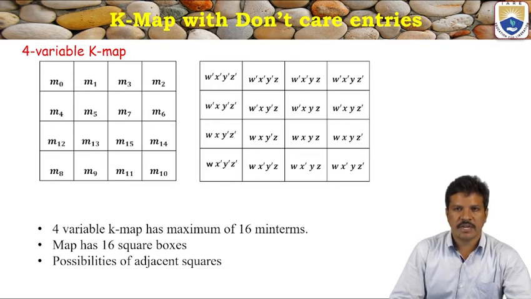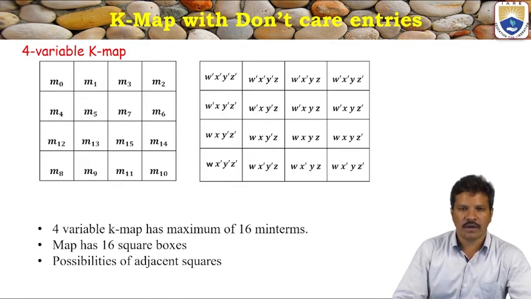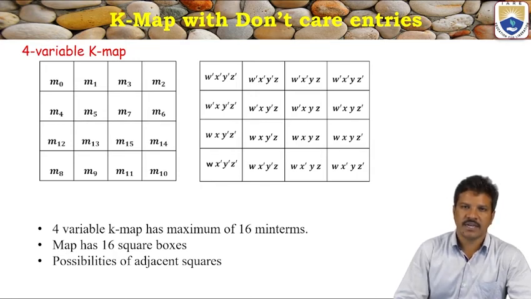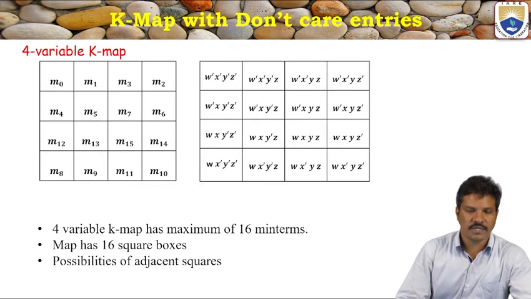Those 16 minterms can be arranged in the square boxes according to the Gray code order: M0, M1, M3, M2, M4, M5, M7, M6, M12, M13, M15, M14, M8, M9, M11, M10. And the map has these 16 squares. And what are the possibilities of adjacent squares in this entire 16 squares of the K-map?